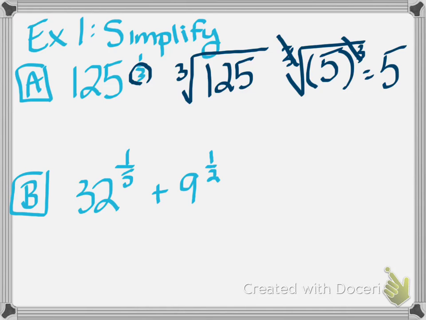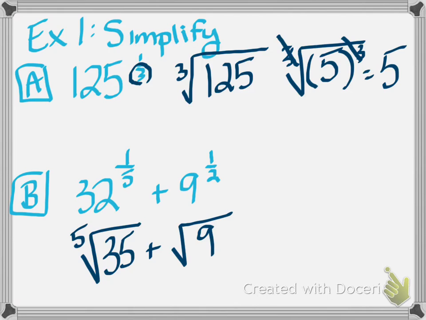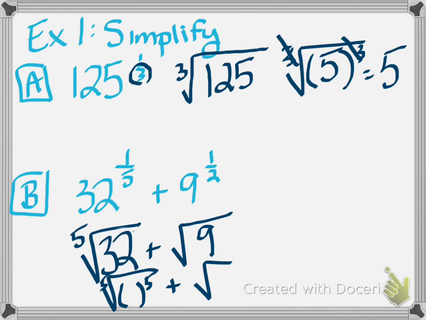The answer is 5. In example B, we have 2 pieces now. We have 32 to the 5th root plus 9 to the square root. And if it's just 2, usually that 2 isn't written. It's just regular square root. Oops, and this is supposed to be 32, not 35. So what number multiplied by itself 5 times makes 32? And what number multiplied by itself makes 9?